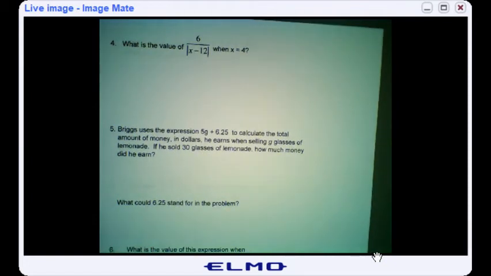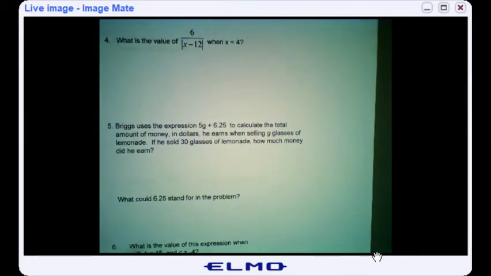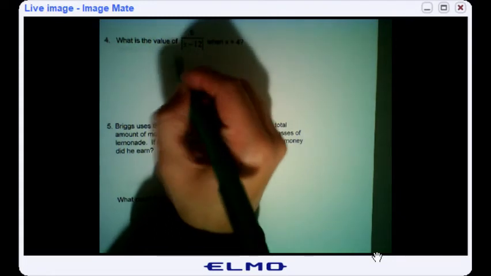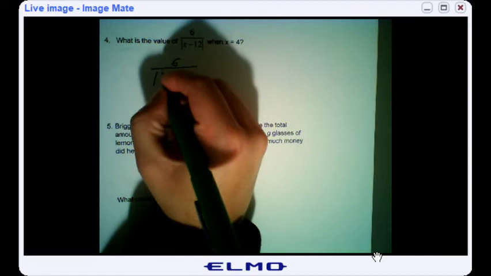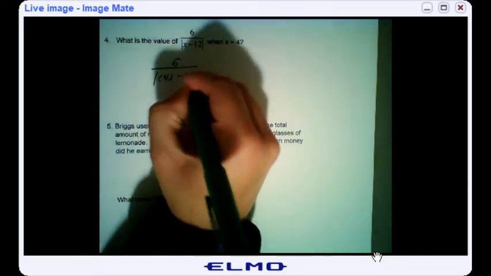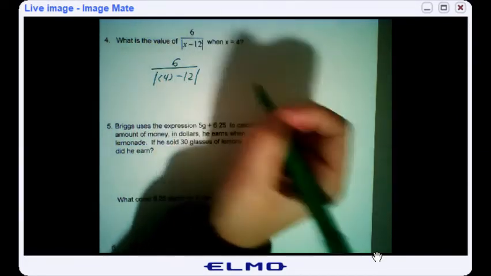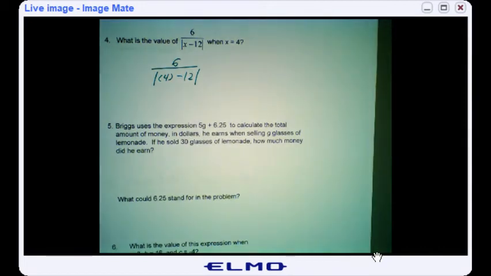The next problem, it says, what is the value of 6 being divided by the absolute value of x minus 12 when x is 4? So again, I'm just going to fill it in. So 6 divided by absolute value, 4 minus 12. And then I can use Desmos again.